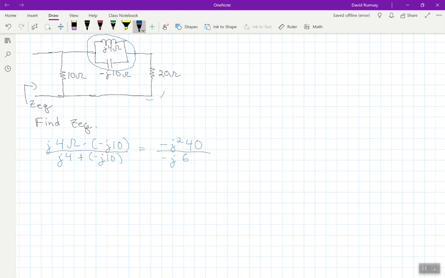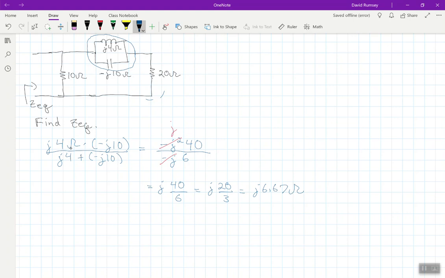Now, yes, we do know that J squared is minus 1, but you don't want to rush and always do that, because what I can see here is I have a minus J here, and I could cancel that, and I'd just be left with a J up there. So really, this is just simply J 40 over 6, which would be J 20 over 3, which, what is that, like J 6.67 ohms.